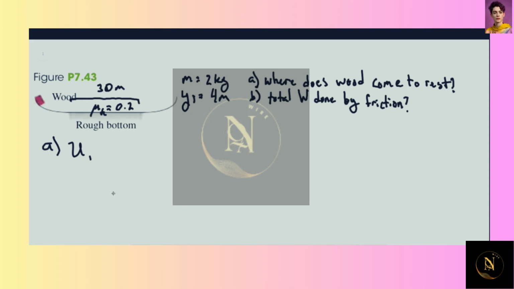So if we call these points 1, 2, and then 3 is somewhere along here where it stops. So U1 equals K2. And in either event, this is equal to 78.4 joules.